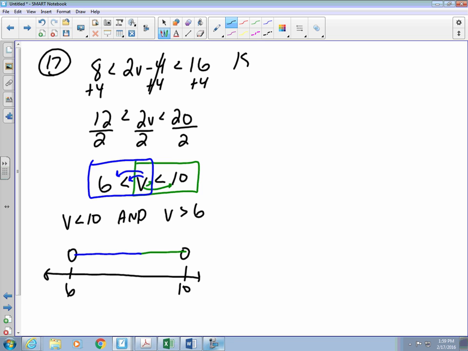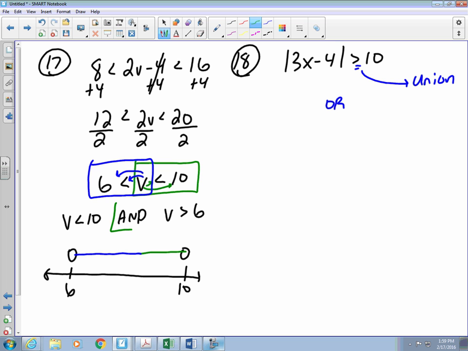The next two have an absolute value. And the key with the absolute value is understanding how to rewrite it. It's all about the sign. The fact that it's a greater than symbol tells you that you have a union. And the easiest way to remember this is that unions have the word or in between. Intersections have the word and, like it is over there.